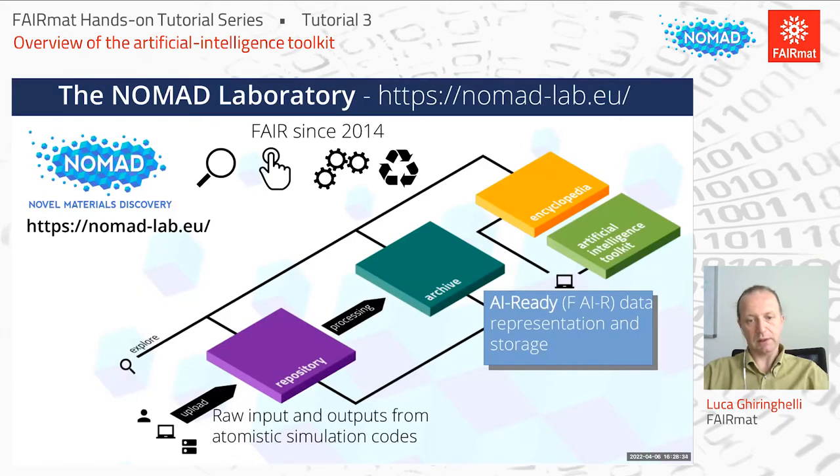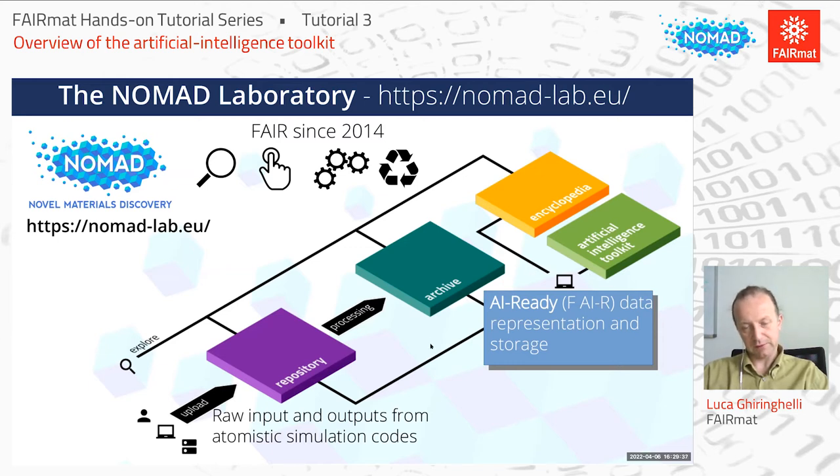Let me start with the slide or a presentation that those of you that have already participated in the former sessions of this tutorial series have already seen. This is a nice representation of the NOMAD laboratory as an infrastructure. We have several entities; the repository and archive were covered by Marco Scheidgen in the first of these days. And we have also the encyclopedia that will be covered later in June, I believe, or July by Lauri Himanen. And today I'm focused on the Artificial Intelligence Toolkit.